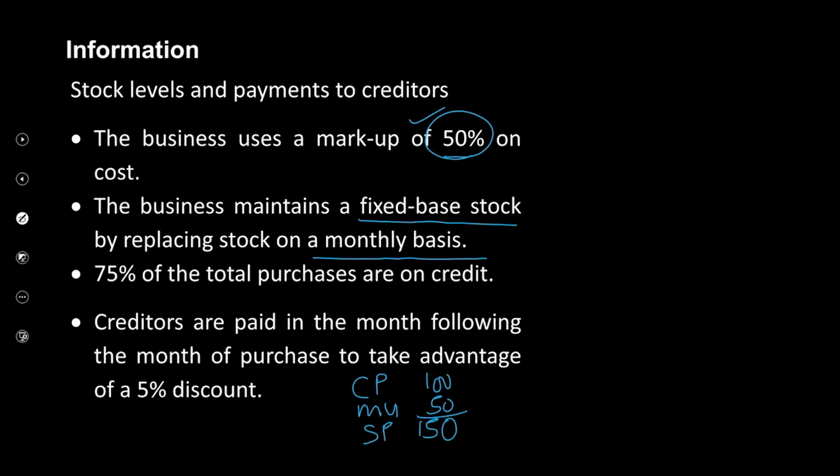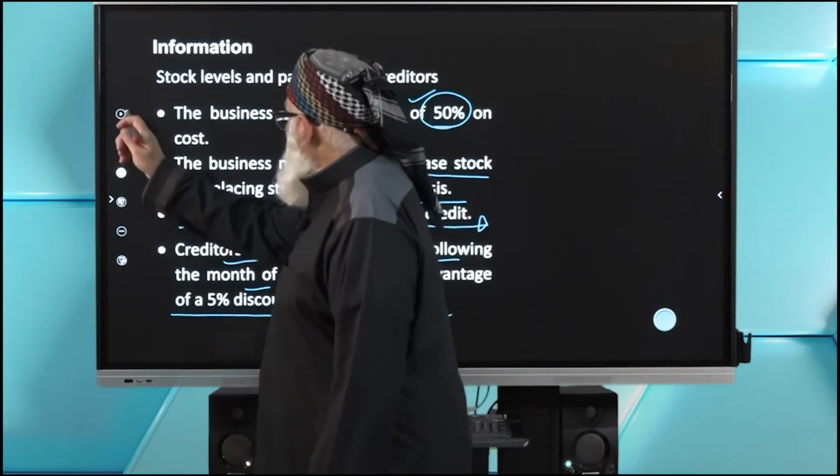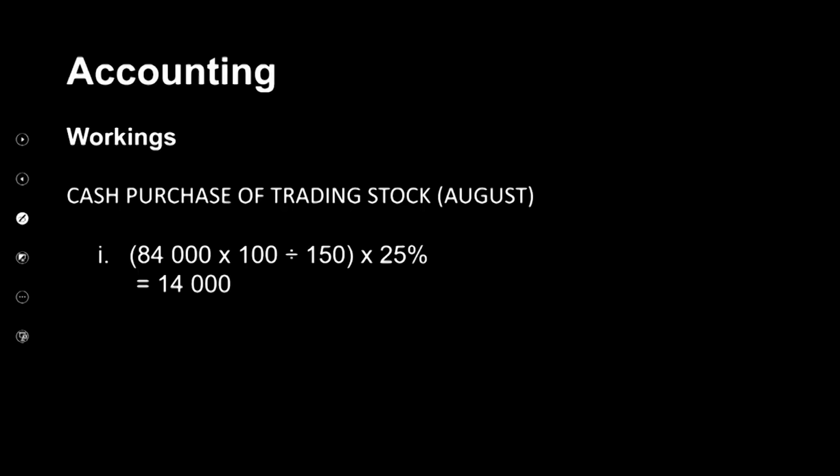Right. 75% of the total purchases are on credit. Again, information important. 75% of your purchases are on credit. That means 25% of your purchases will be for cash. Creditors are paid in the month following the month of purchase to take advantage of a 5% discount. Okay, so we have all that information. We are now expected to calculate this figure here, which is our cash purchases of trading stock.